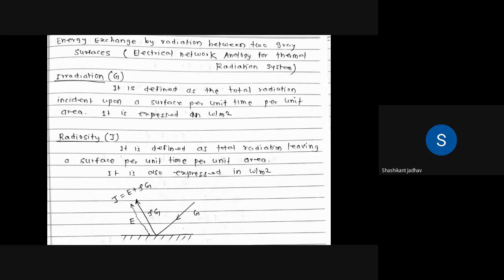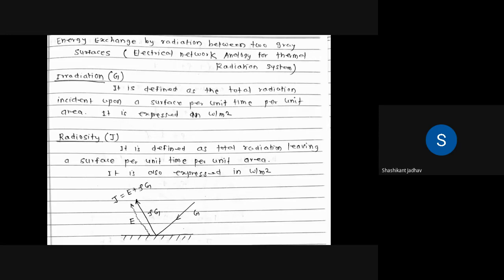Okay, so all of you write down the definition for incident radiation or irradiation. What is meant by irradiation? It is defined as the total radiation incident upon a surface per unit time, per unit area, and it is expressed in watt per meter square. We have already discussed that incident radiation is nothing but irradiation, and it is denoted by capital G. So all of you write down the definition.